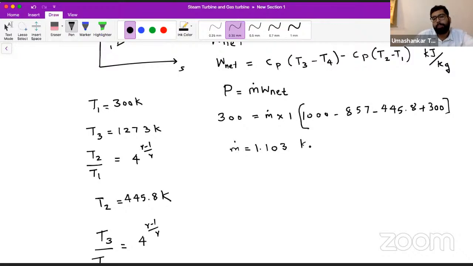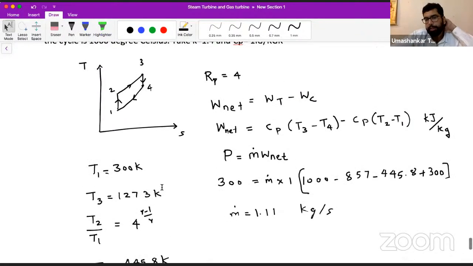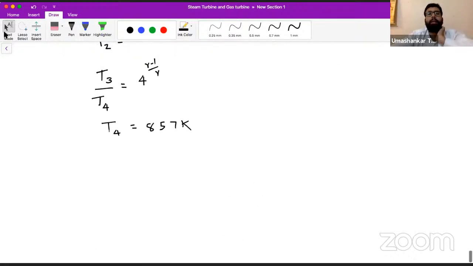It will come out to be 1.103 kg per second, or we can say 1.108. So it is 1.11 kg per second. So got this question or not? This is a simple ideal Brayton cycle question.